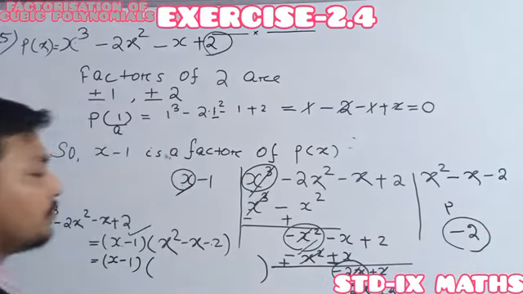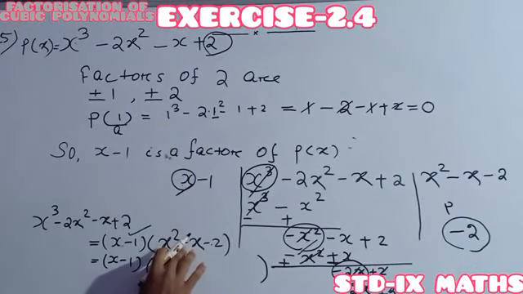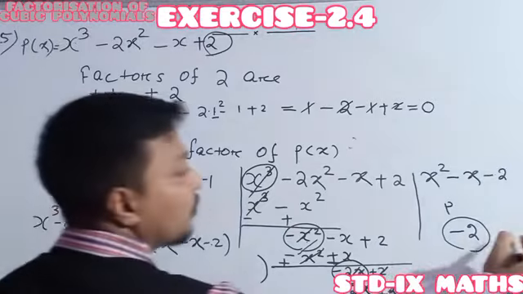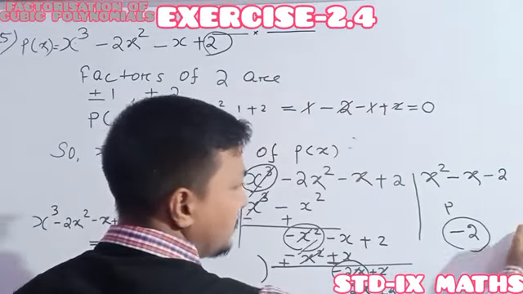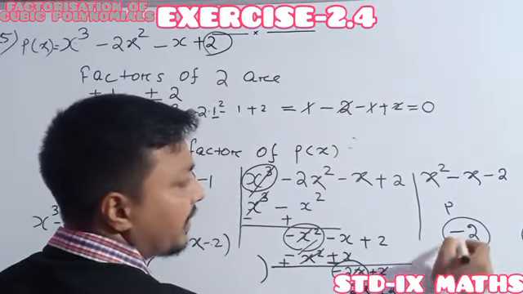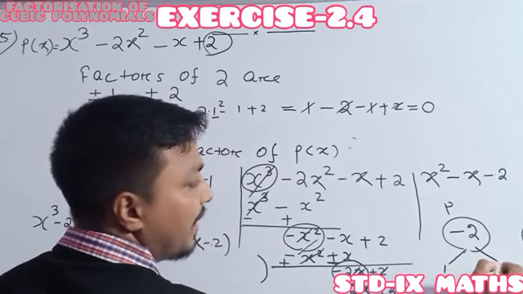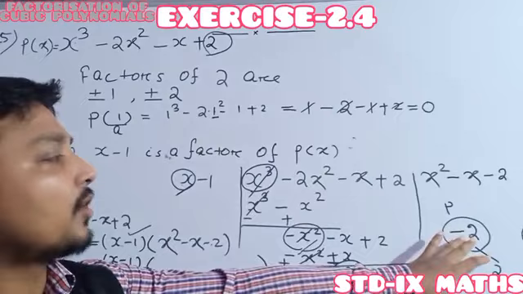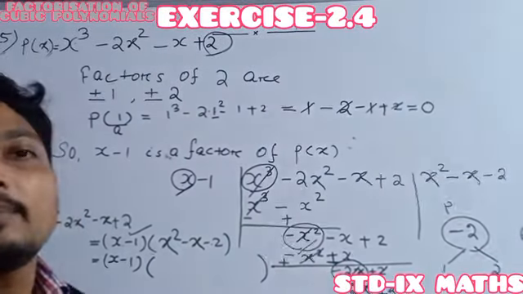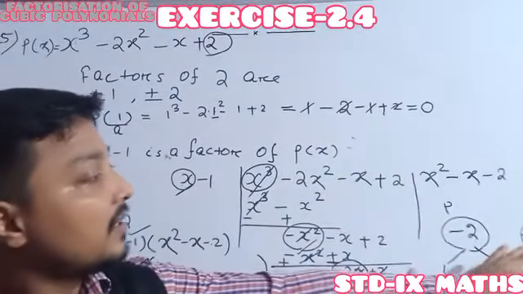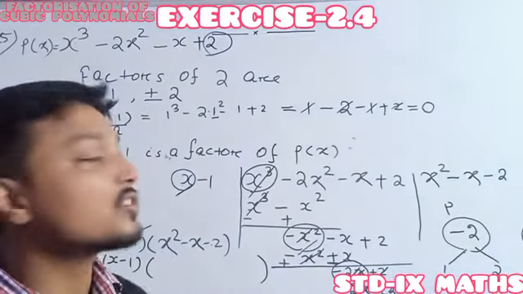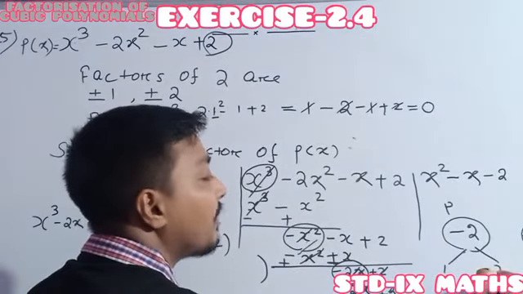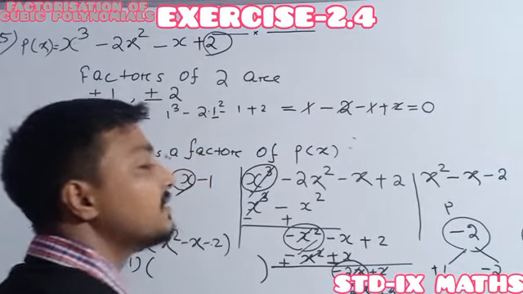Product should be minus 2. But the sum should be how much? Coefficient it is minus 1. Product it is minus 2. Forget about the sign. You know that 1 into 2. So here it is negative. Product it is negative. One is positive, another negative. But the sum it is minus. So for which greater one it is minus, smaller one it is plus.